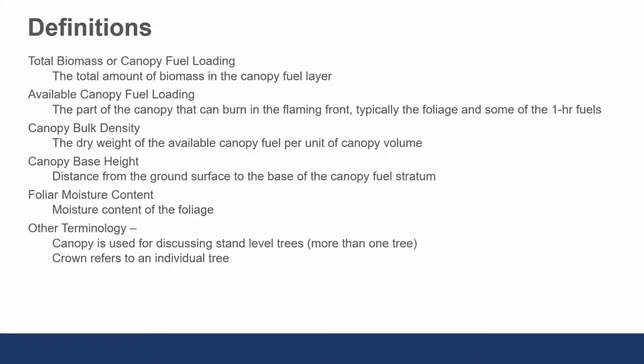Canopy bulk density is the dry weight of available canopy fuels per unit canopy volume, and the canopy base height is the distance from the ground surface to the base of the canopy fuel stratum. Another important terminology difference is that the term canopy refers to a stand level property, and the term crown refers to a tree property.